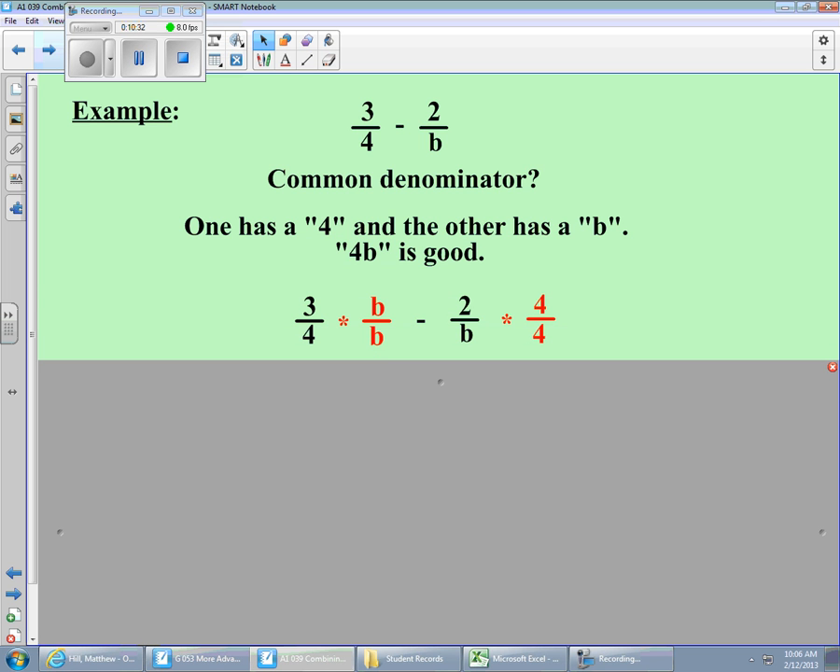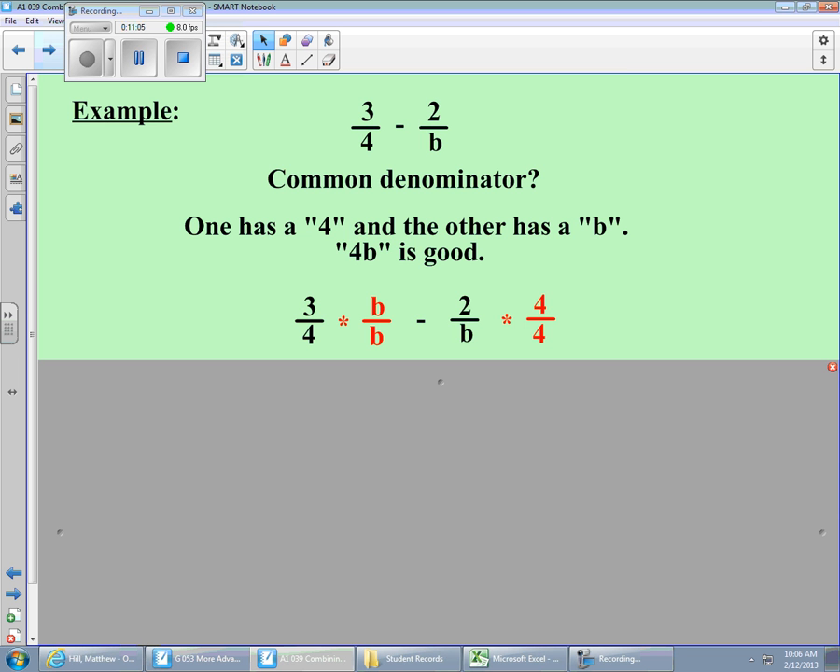So one has a 4, the other has a b, so it looks like 4b would be a good denominator. As we just said, whatever's missing from our common denominator, we're going to give it to each fraction. This denominator on the left, the 4, was missing the b, so we're going to give it the b. But whatever we do to the denominator of a fraction, we've got to do to the numerator to keep it true. The fraction on the right has the b, but it didn't have the 4, so we're going to give it the 4. Whatever we do to the denominator, we've got to do to the numerator to keep the fraction true.